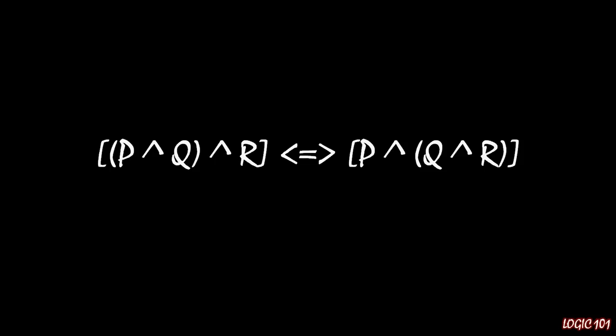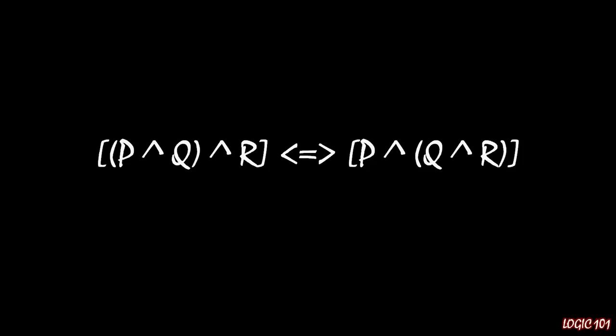So you could write this as begin parentheses P and Q, end parentheses, and R, or you could write this as P and begin parentheses Q and R. Both of these statements are identical. Each is saying that all three of the component parts are true. The only difference is that the association between the component parts is different.